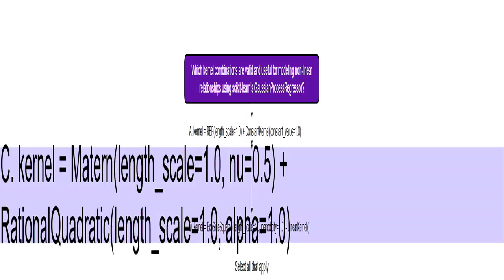This option uses a Matern kernel and a rational quadratic kernel, both of which are known to model nonlinear relationships. I view this as a powerful and valid combination offering increased flexibility due to the diverse nature of the component kernels. This is a good one.